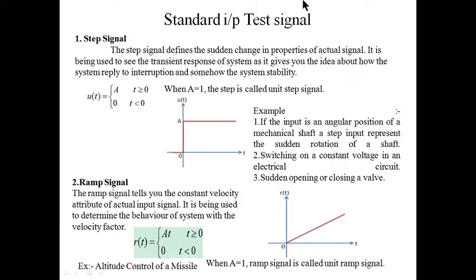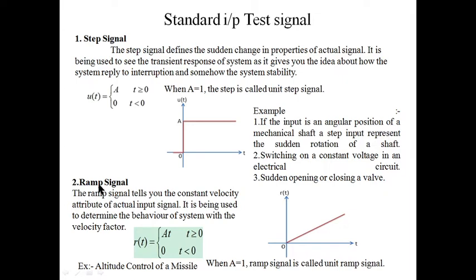So here, whenever the step response occurs, u(t) is equal to A when t is greater than 0, and it is 0 when time is less than 0. When A is equal to 1, the step is called a unit step signal. Here you can see the unit step signal representation. An example of a unit step signal: if the input is an angular position of a mechanical shaft, a step input represents a sudden rotation of the shaft; switching on a constant voltage in an electrical circuit, or suddenly opening or closing a valve, all these are step signals.